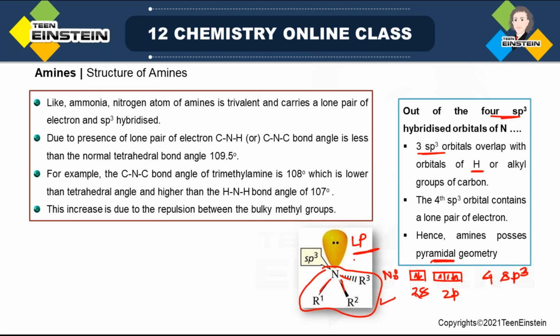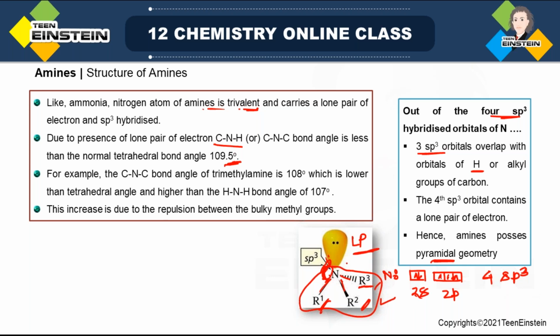Like ammonia, the nitrogen atom of amines is trivalent and carries a lone pair of electrons, and it is sp3 hybridized. Now, because of this lone pair, normally the standard angle for tetrahedral is 109.5 degrees. But because of this lone pair, what will happen? The carbon-nitrogen-hydrogen bond. So the CNH angle is applicable when any of these groups is H, and it may be a CNC angle also.